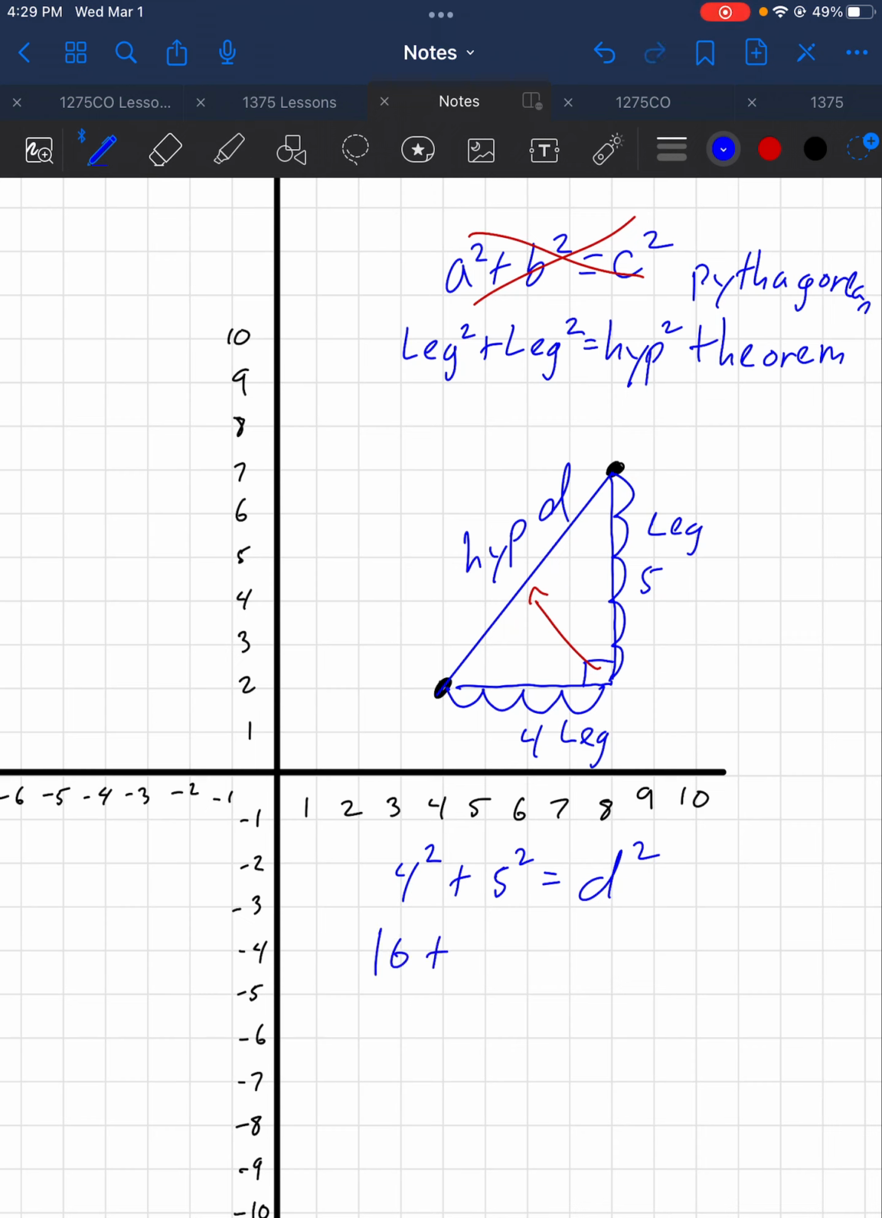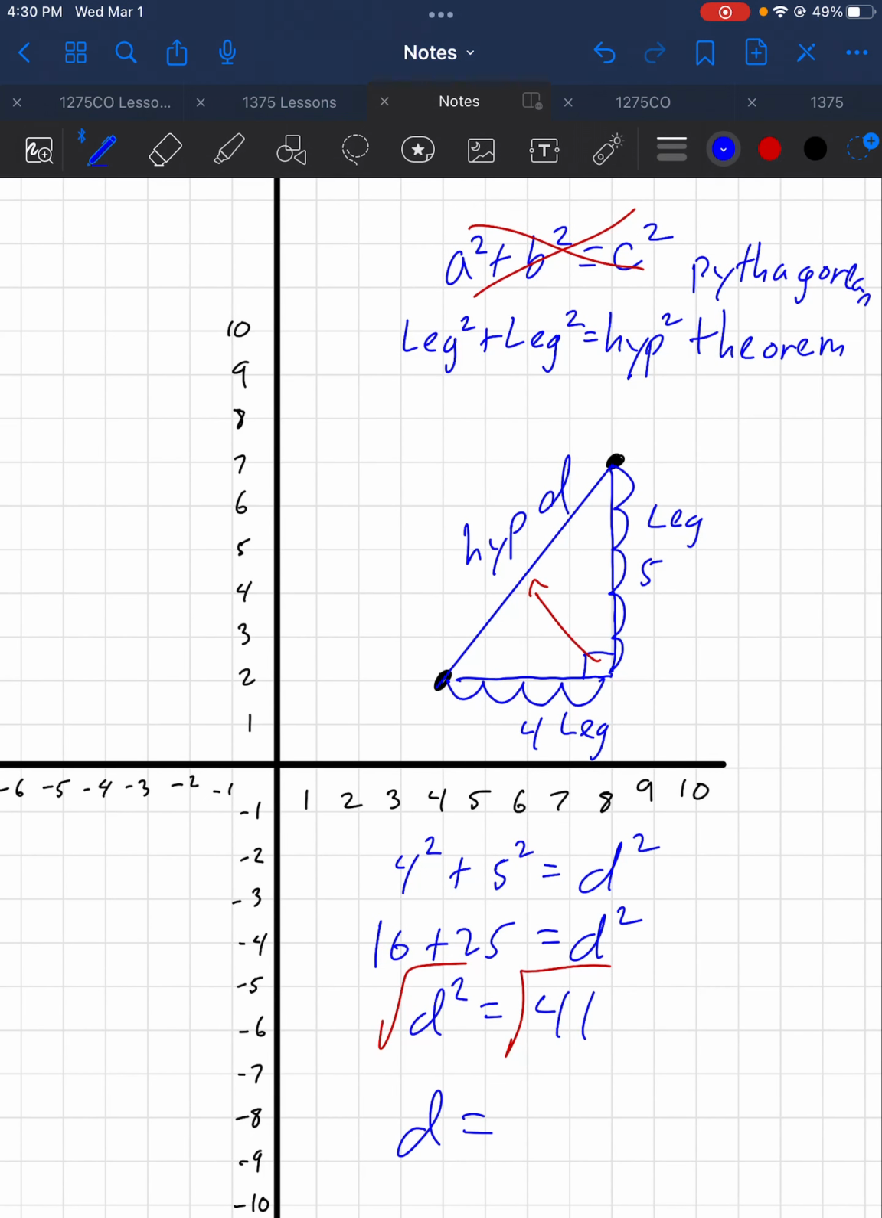So that's going to be 16 plus 25 equals d to the second power. I'm just going to switch this around because that's the way I like to see things. D squared is equal to 41. Now we can apply the square root property, right? That means d is equal to positive or negative square root of 41. From using the square root property, remember that plus or minus is mandatory when you're solving an equation and you take the square root property.